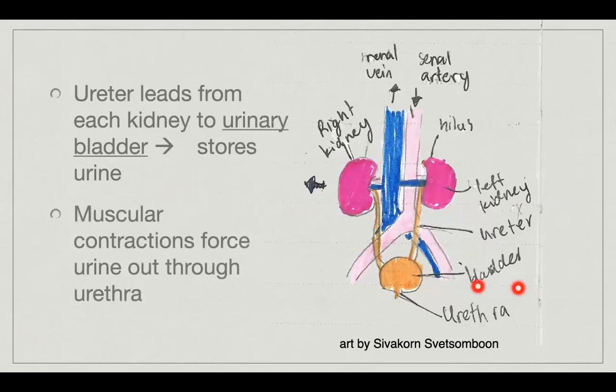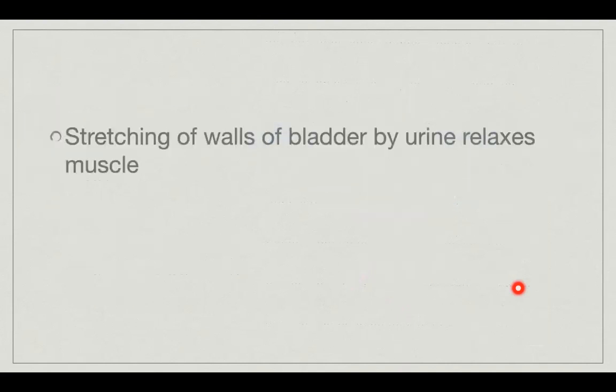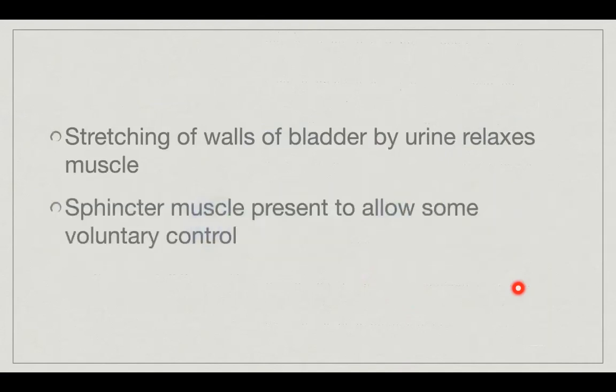Now, when the bladder walls are distended, like your bladder becomes full and it stretches the walls, that sends a signal to the brain that says, I need to use the toilet. And muscular contractions will force the urine out through the urethra, which is the tube that leads from the urinary bladder to the outside of the body. Now, just like in your digestive system, you have a sphincter muscle at the base of your urinary bladder, which allows voluntary control.